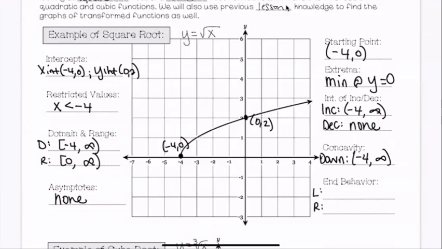And our last piece here is our end behavior. I'm going to give you an L and an R for left and right. Here's the left, here's the right. On the left side, we want to know where the X is approaching while the Y is approaching. Same for the right side.